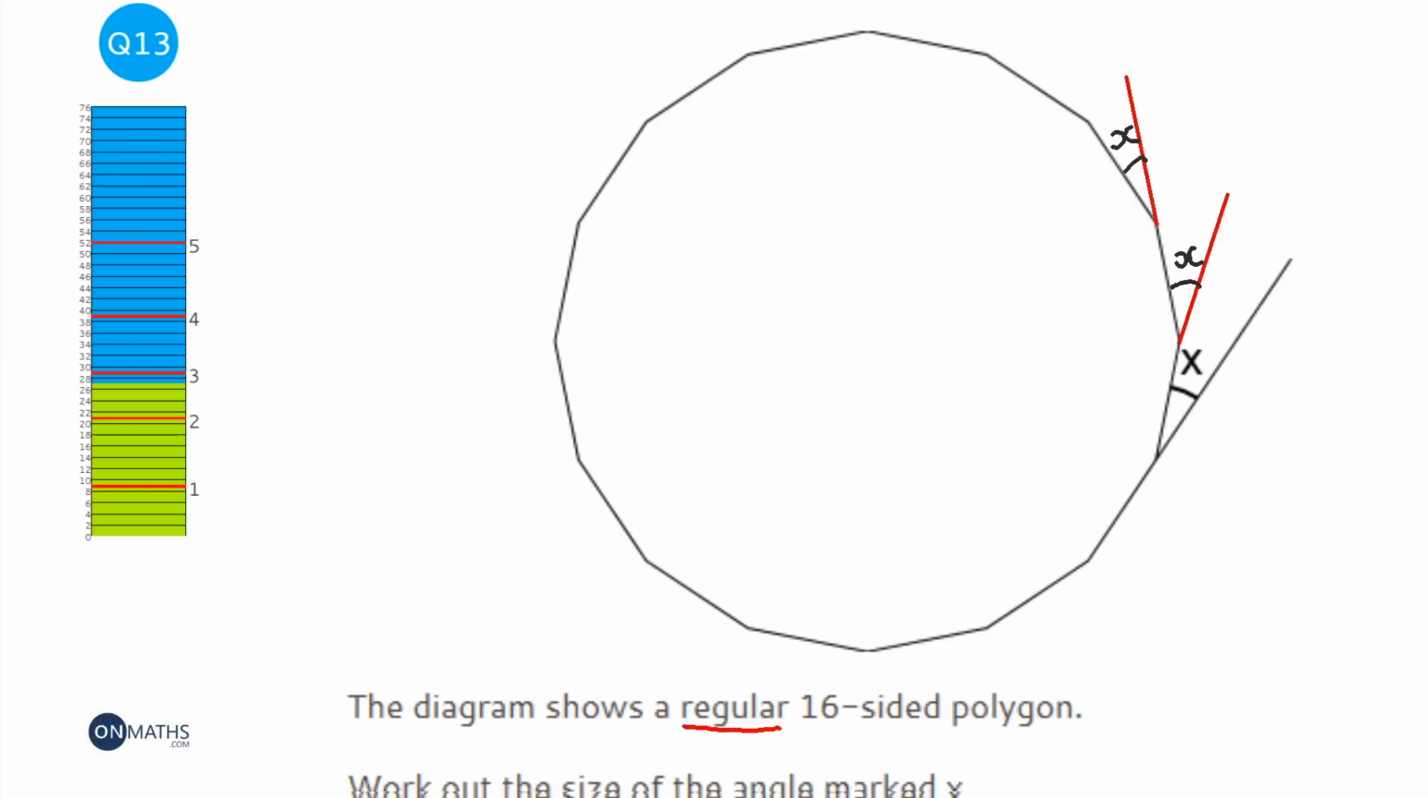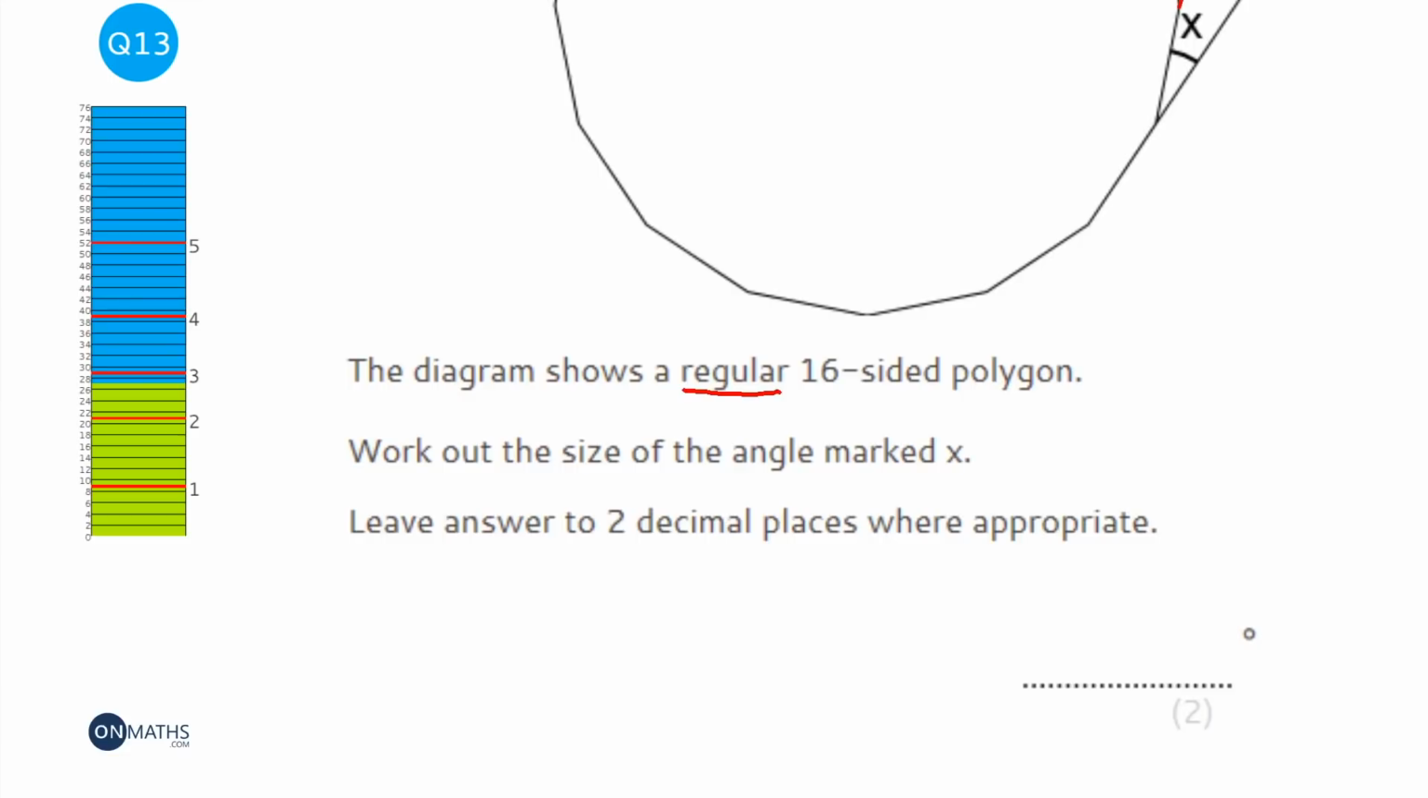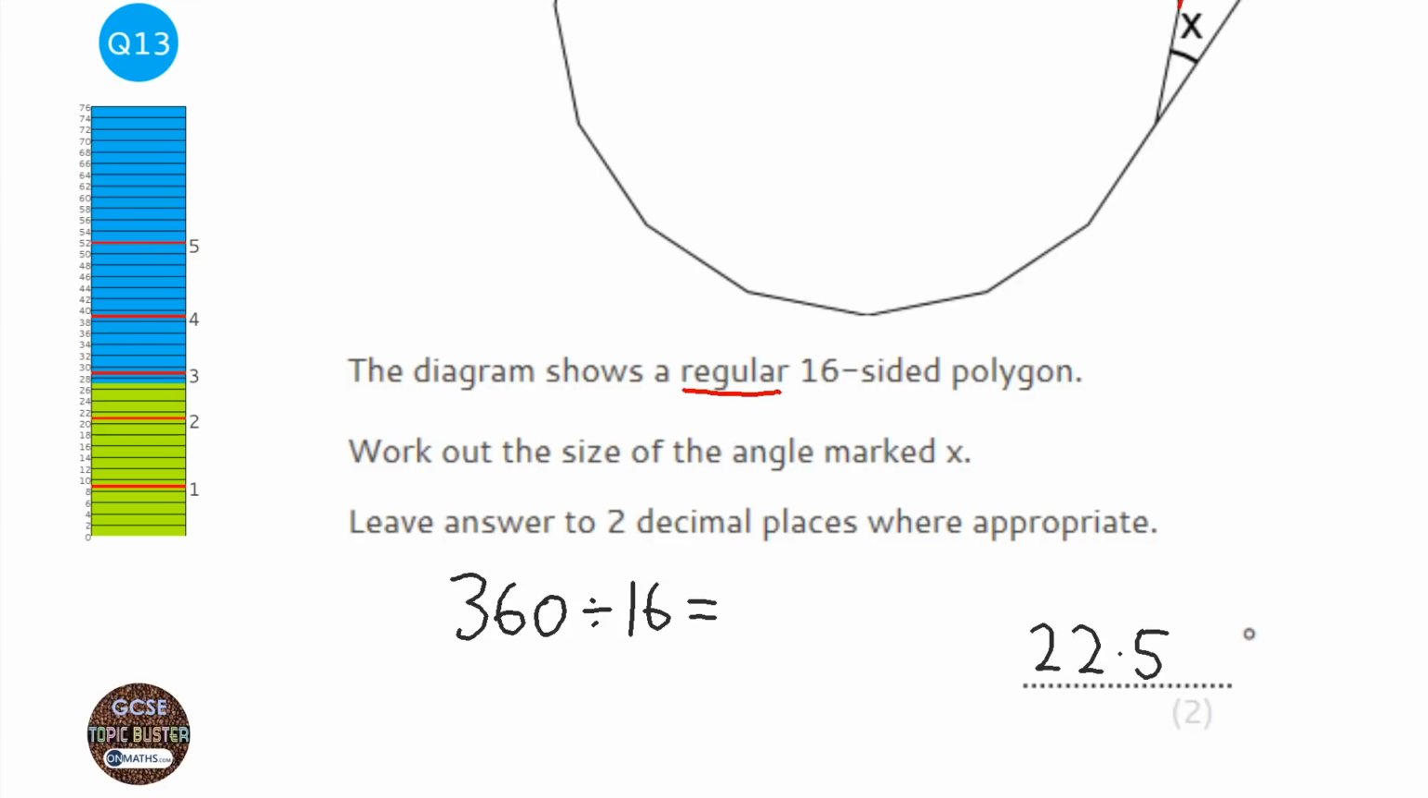Now the one thing we know about exterior angles is they always add up to 360. So to find out what that angle is, we just get 360 and we divide it by 16, because there's 16 identical exterior angles. So I get my calculator out, 360 divided by 16 equals 22.5. So we can check that, we can do 22.5 times 16, and it has to add up to 360, which it does.